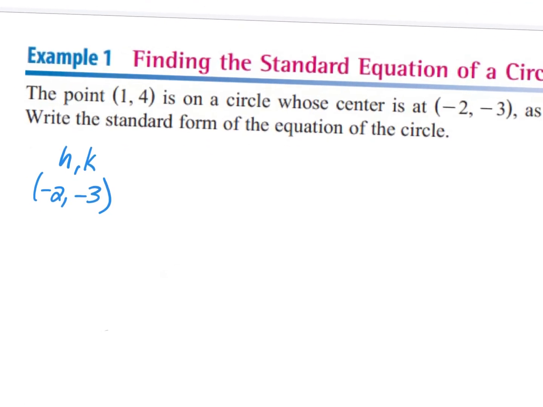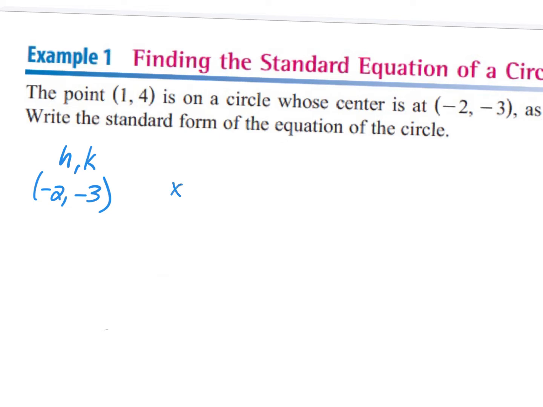What is the equation of a circle? How do we write it? It's x minus h squared plus y minus k squared equals r squared. So the things that we have to have in order to write our equation of our circle, we have to have the center and we have to have the radius. What do we have already? We have the center. What do we need? The radius. Okay, so you can do this a couple different ways.